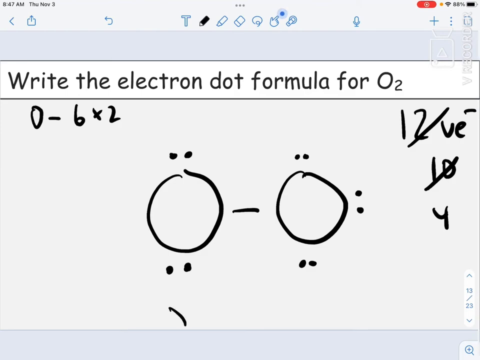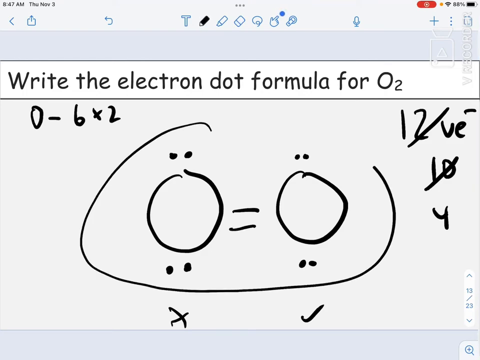Let's do a happiness check. Left-hand oxygen is not happy because it only has 6. The right-hand oxygen is happy because it has 8. So what are we gonna do? We're gonna take 2 electrons from oxygen, and I'm gonna use the ones on the right-hand side, create a double bond. Now everybody's happy, okay?